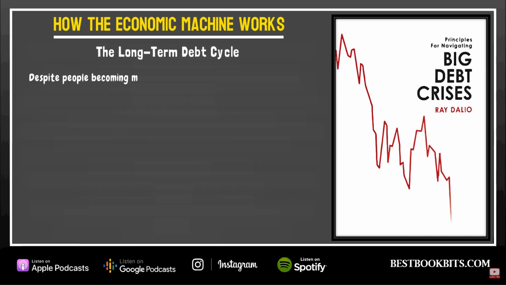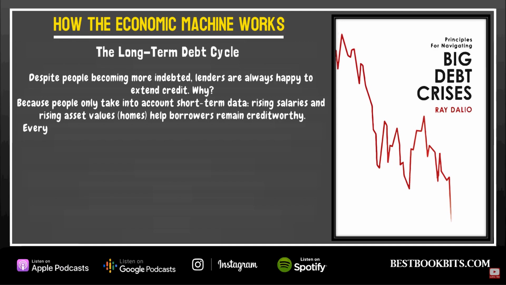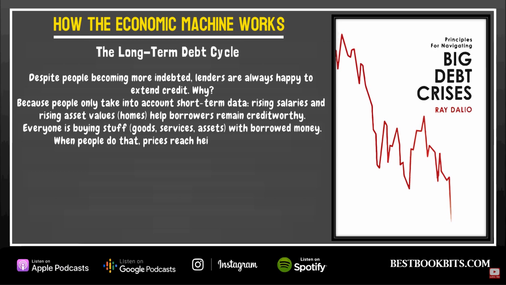Despite people becoming more indebted, lenders are always happy to extend credit. Why? Because people only take into account short-term data. Rising salaries and rising asset values, homes, help borrowers remain credit-worthy. Everyone is buying stuff, goods, services, assets with borrowed money. When people do that, prices reach heights they shouldn't. We call it a bubble.